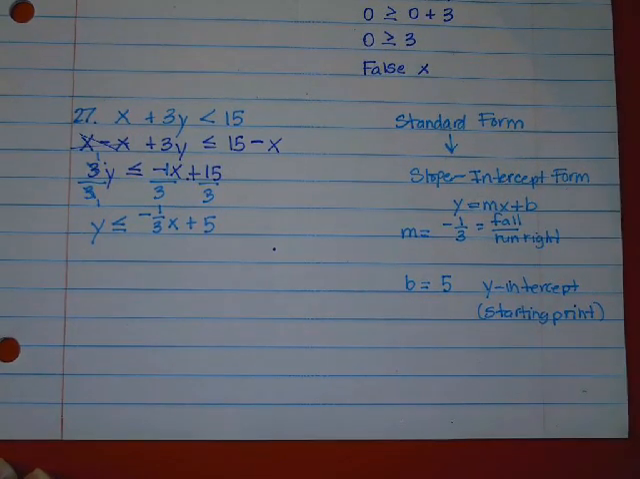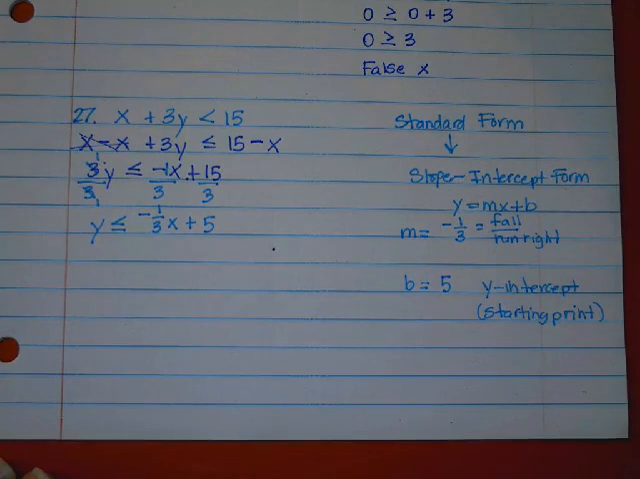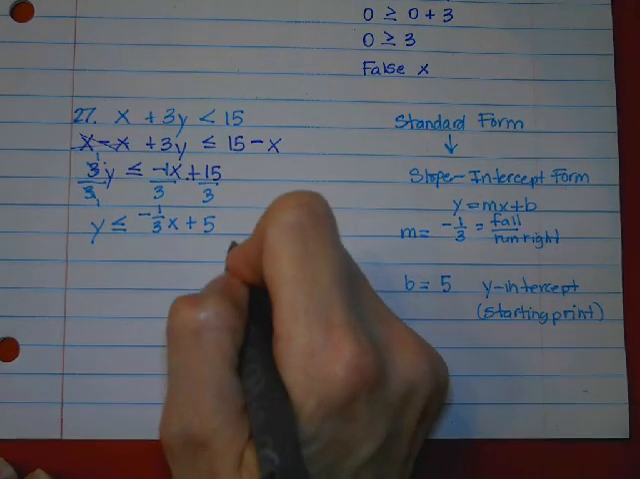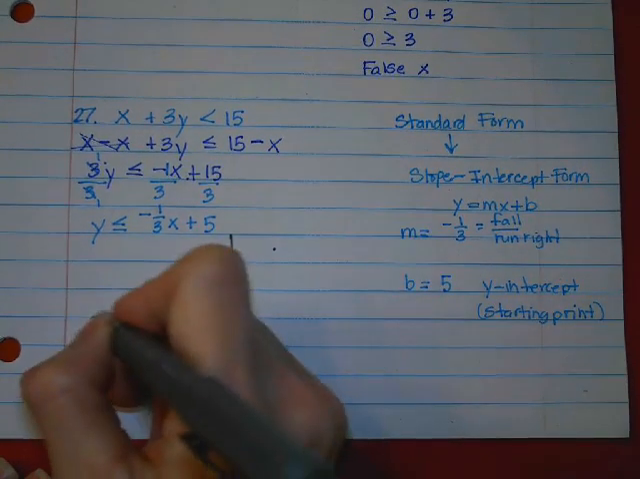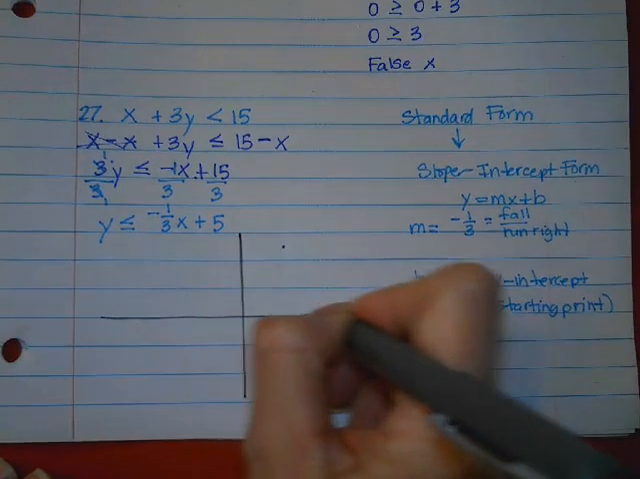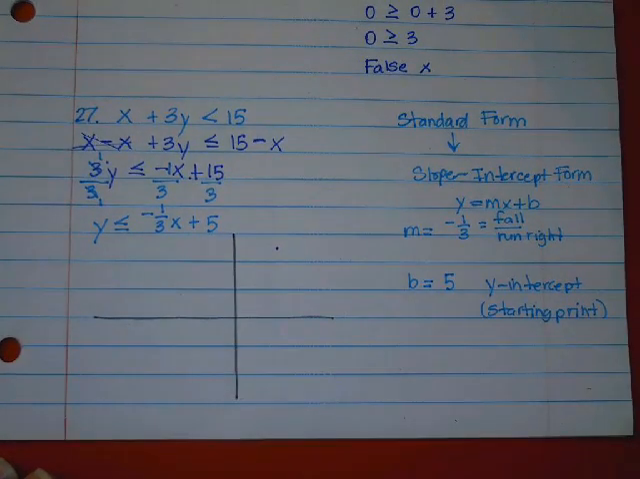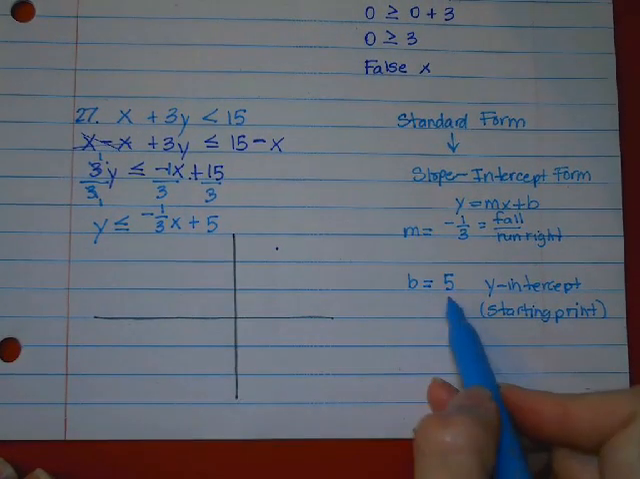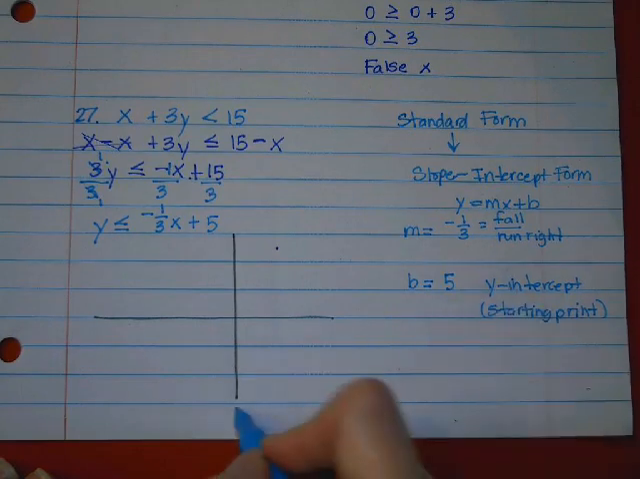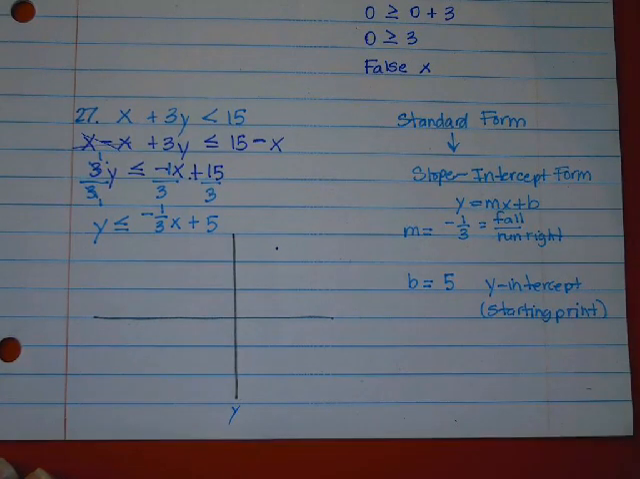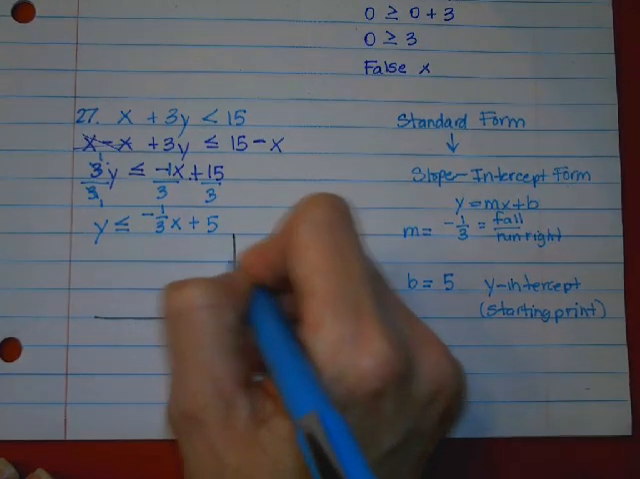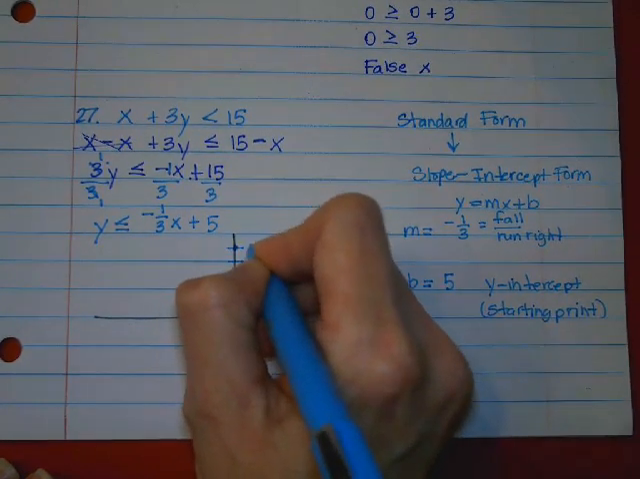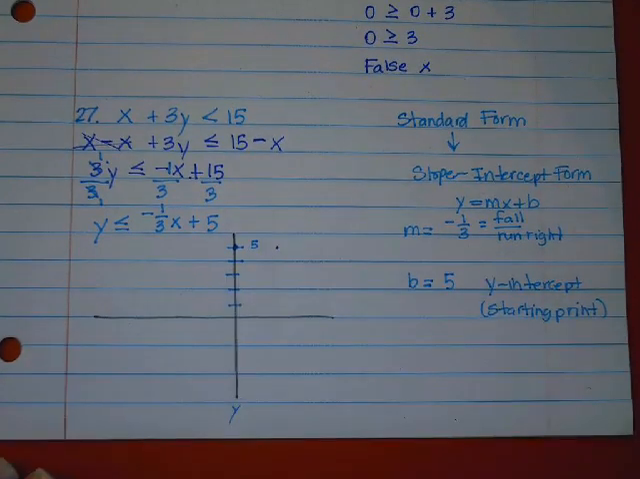All right, so from here, we can go ahead and start graphing. So I'm going to go ahead and create my graph. All right, so here we go. My starting point is at b on the y-axis. Remember, this is my y-axis. So I'm going to go up 5. 1, 2, 3, 4, 5. That's my first dot at 5 on the y-axis.